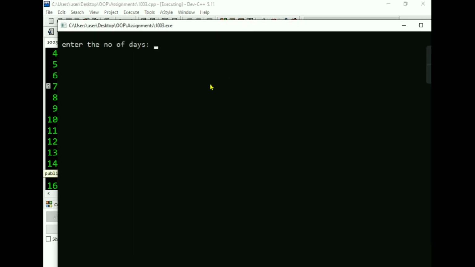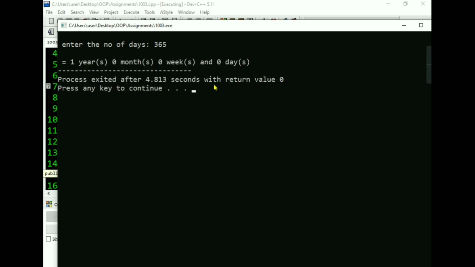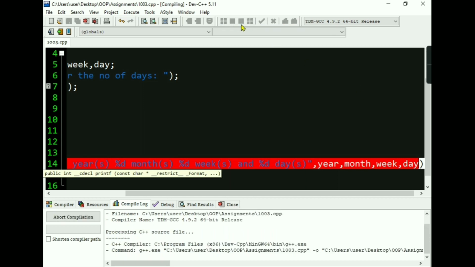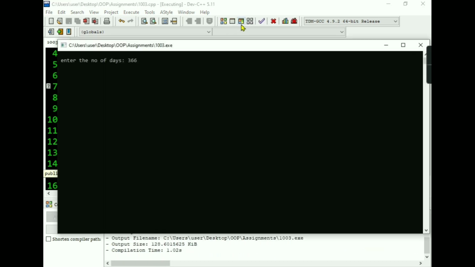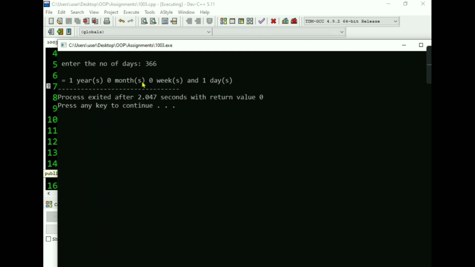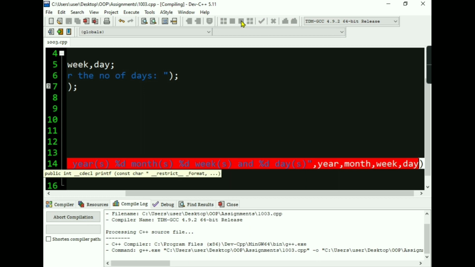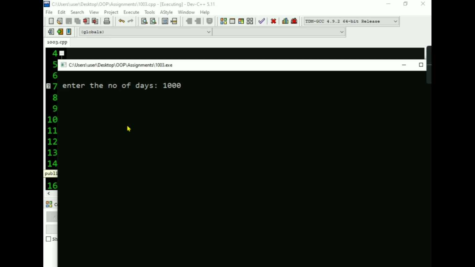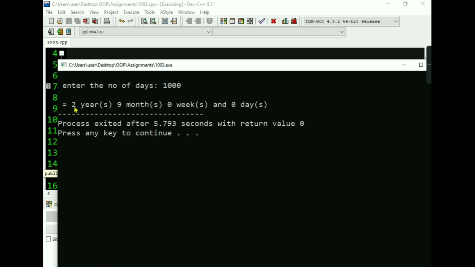So number of days I will keep 3, and you can see here it is equal to 1 year only, and there is 0 month, 0 week and 0 days. Okay, it worked. Now let's put 366 days, and it should come 1 year 1 day, right? So let's enter 366. Now you can see here the output is 1 year and 1 day. Okay, now let's put a random huge number. Suppose 1000. If we input 1000 days, this will be equivalent to 2 years, 9 months, 0 weeks, and 0 days.